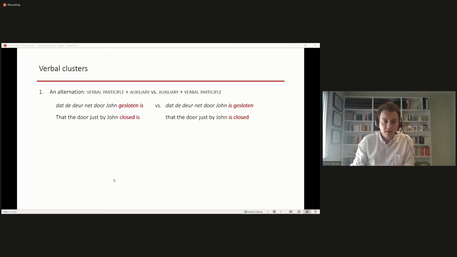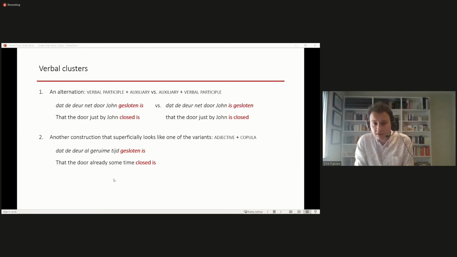So that's our alternation. Now, we also have another construction that superficially looks like one of the variants, and that's the combination of an adjective plus a copula. For instance, in "dat de deur al geruime tijd gesloten is," so that the door already sometime closed is. Here, gesloten functions as an adjective and is functions as a copula. And in those constructions, only this order is possible. Only gesloten is possible because the verb goes entirely at the end in subordinate clauses in Dutch.